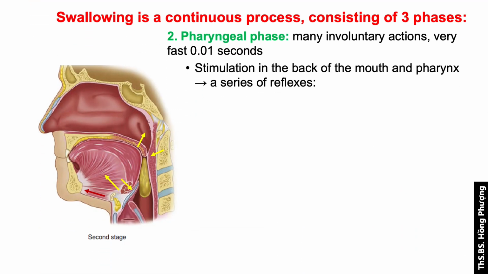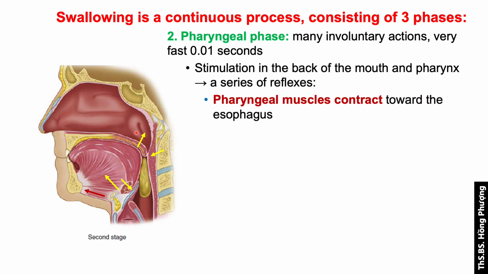Next, the pharyngeal phase occurs very fast, in just about one second, with many involuntary actions. The stimulation in the back of the mouth and pharynx creates a series of reflexes. The pharyngeal muscles contract toward the esophagus.